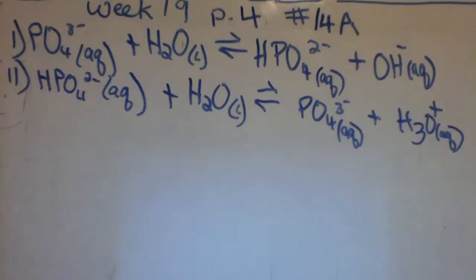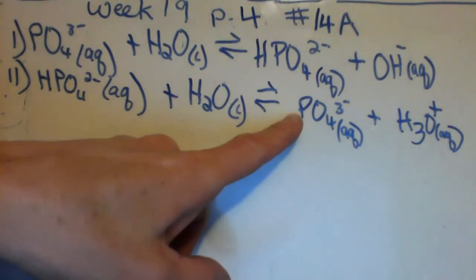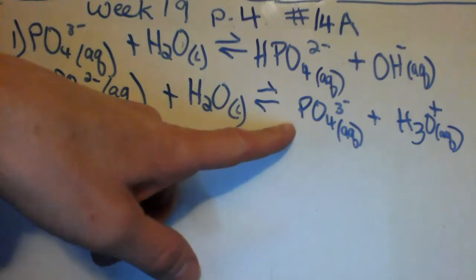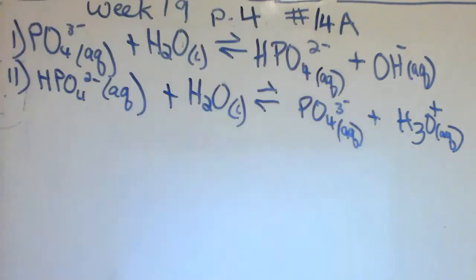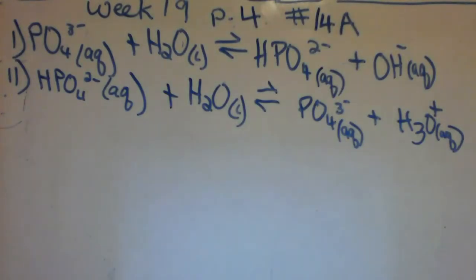This is week 19, page 4, number 14A. It says, answer the following questions in relation to reactions 1 and 2. Notice that, again, I made a mistake on this homework sheet, and reaction 2 should not have an H here by the phosphate ion, and it should be H3O, a hydronium ion, not water, with a 2. So please just change that on your homework sheet so that you'll be able to follow along.